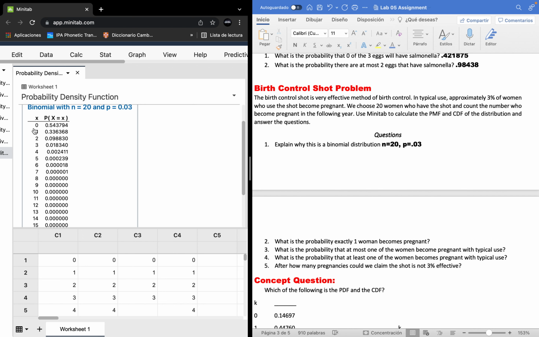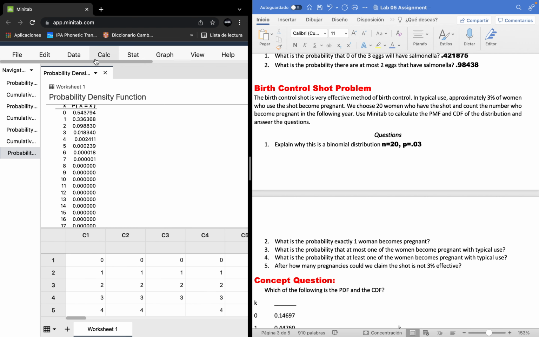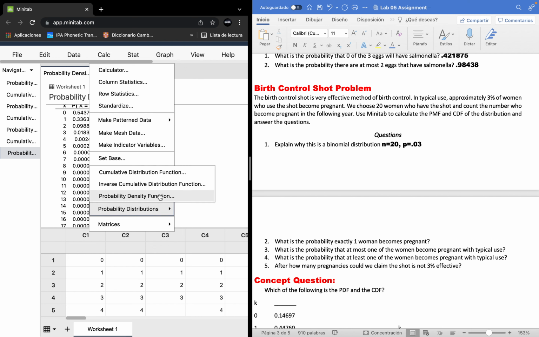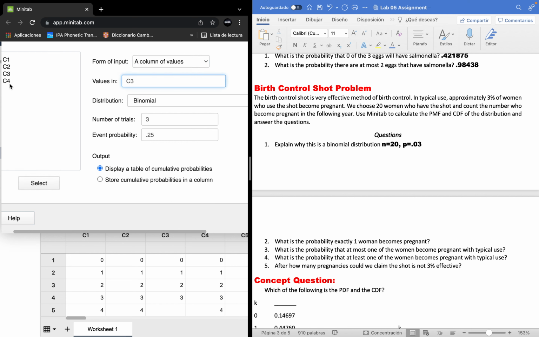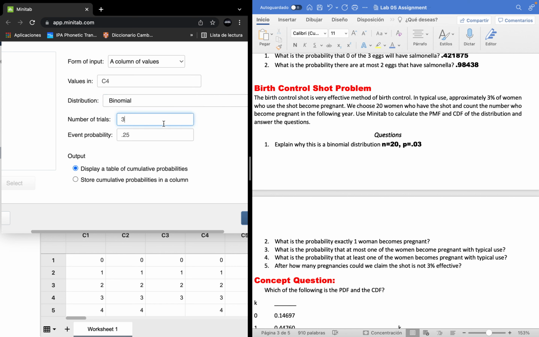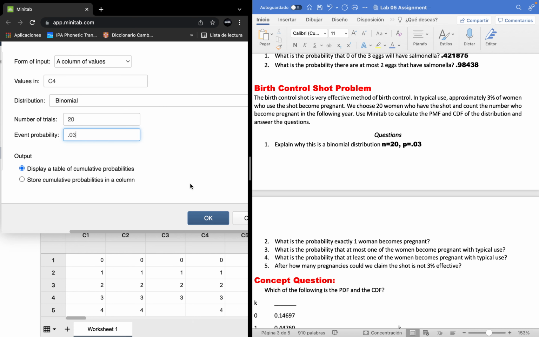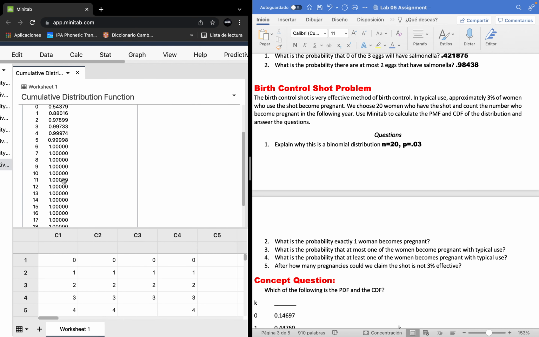The probability we see 0 women pregnant is 0.54. The probability we see one woman pregnant is 0.33, 2 out of the 20 is 0.09, and so on. See that? Now for the cumulative, do the same. We'll do Calc, Probability Distributions, Cumulative, the column values come from C4, Binomial, n equal to 20, 0.03, and display. Okay, there you have. You see?